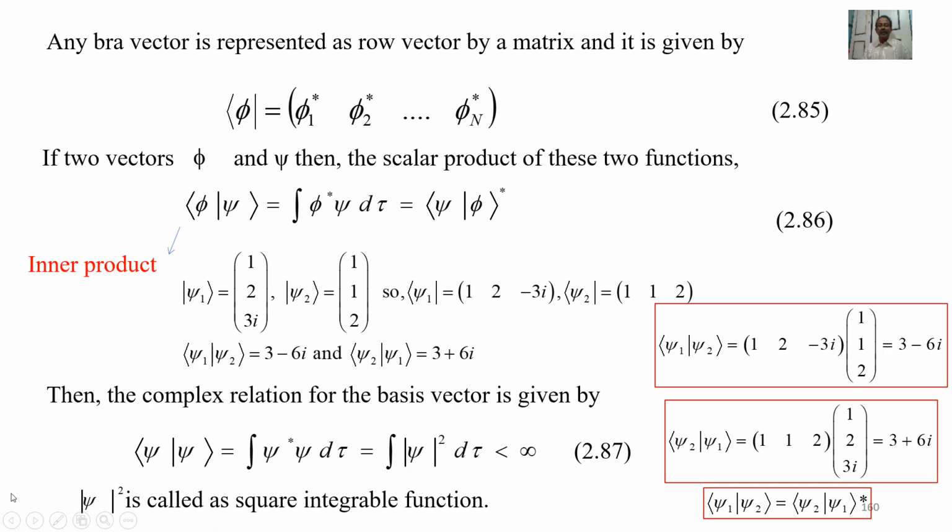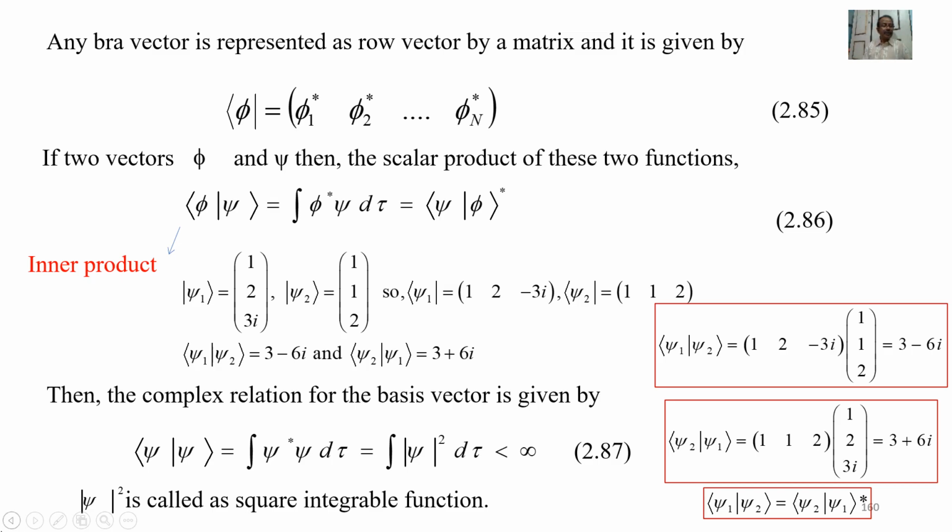Similarly, when we interchange psi 2 with psi 1, that is bra psi 2 with ket psi 1, we can write this as 1, 1, 2 with 1, 2, 3i, which will give us 3 plus 6i. And of course, we know that bra psi 1 with ket psi 2 is equal to the complex conjugate of bra psi 2 with ket psi 1. See here, 3 minus 6i, the complex conjugate of which is nothing but 3 plus 6i. So it is exactly equal.